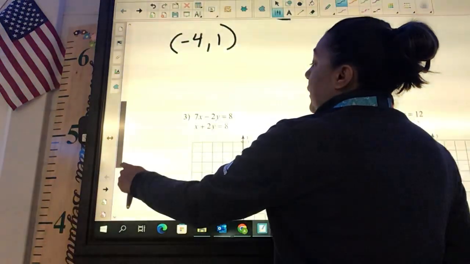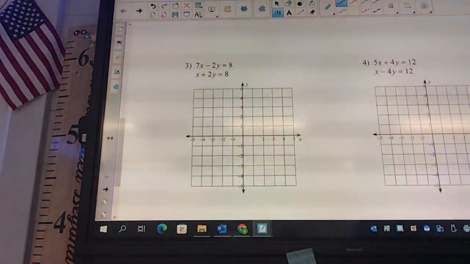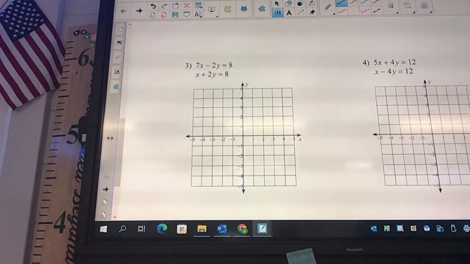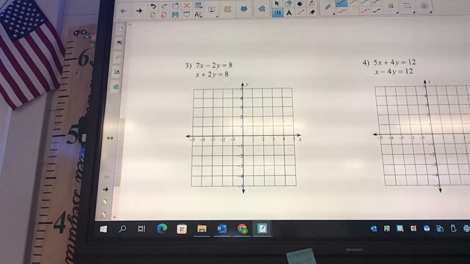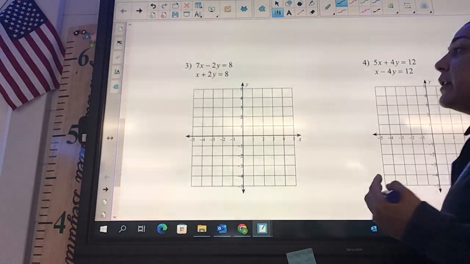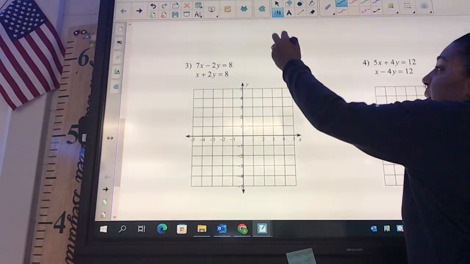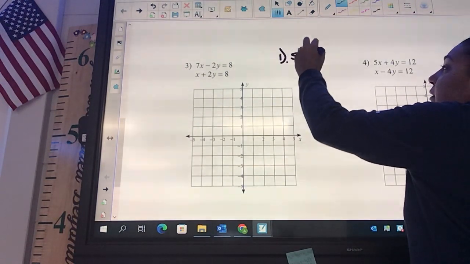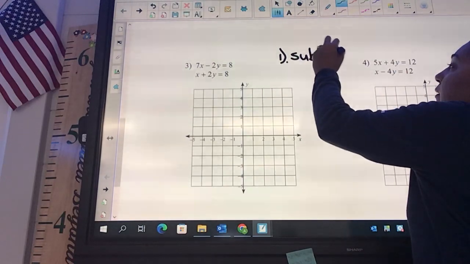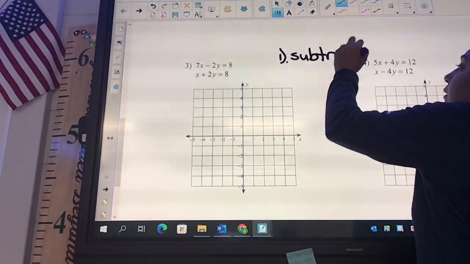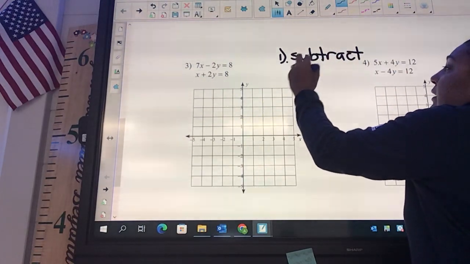Okay, look at number 3. Okay, the only difference between these and the first ones is the y is not by itself. Okay, so the whole goal here is to get the y by itself, and the steps are the same every time. You're going to subtract the x's.